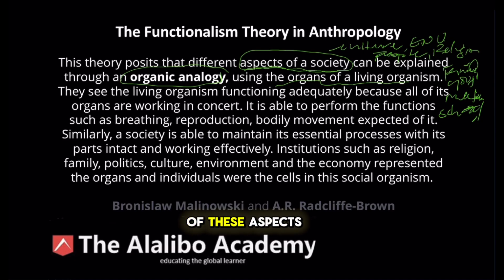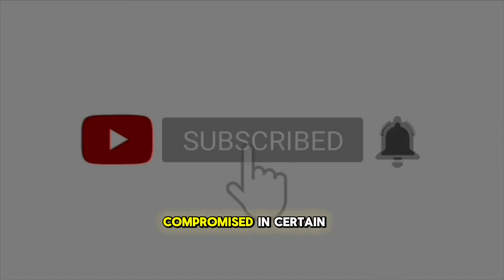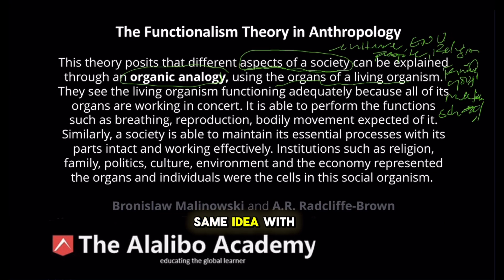And without some of these aspects, right, society is not complete. Just like without a heart, the organism cannot function. Without a liver, the organism cannot function. If the liver is deficient in its functions, well, that means the organism is compromised in a certain way. That is the same idea with functionalism theory in anthropology. If culture is not there, something is missing. And if the environment is not there, something is missing as well. If family structure is not there, something is missing. And if government is not there to regulate things or to make sure that there's peace and stability and rule of law reigns, well, something is missing. Right?